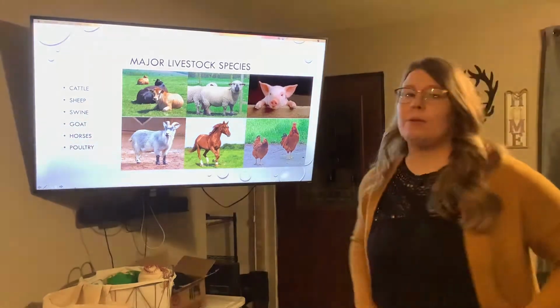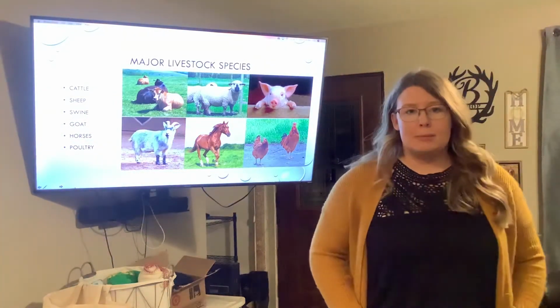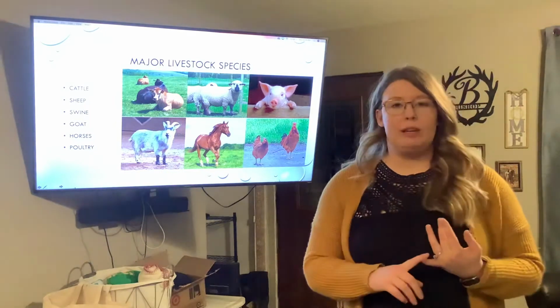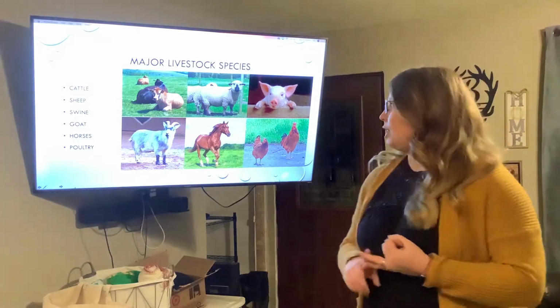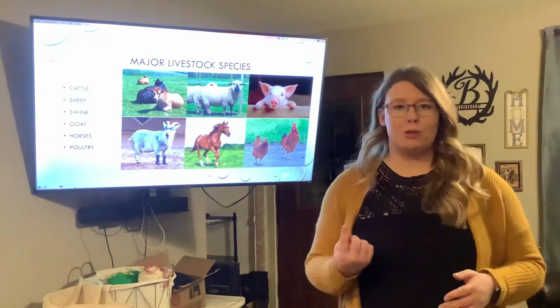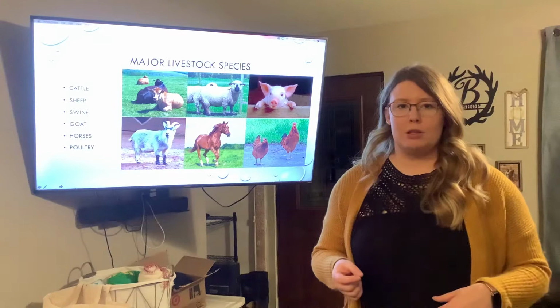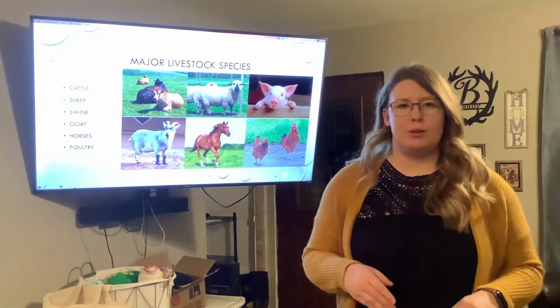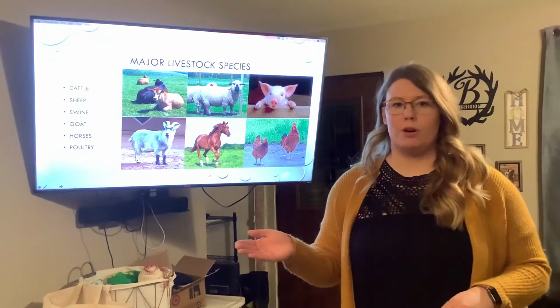So just to get everyone started off, the major livestock species we are going to talk about in this unit. We have your cattle, beef, and dairy, sheep, swine, goats, horses, and then I threw poultry in there. We're probably not going to cover it too much. It's not very popular around here, but I kind of threw it in there just so you guys have those terms for the future.